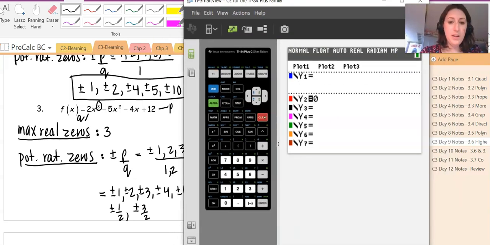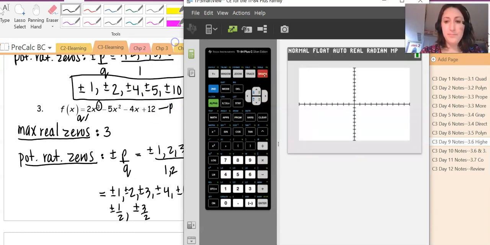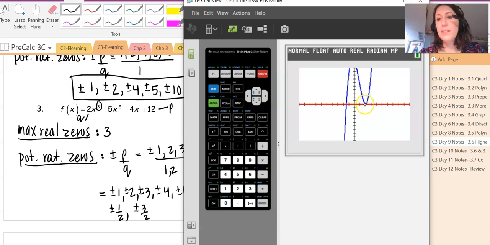And 2x cubed minus 5x squared minus 4x plus 12. All right, now it looks like you only have 2 zeros here, but notice that this one is bouncing, so that does mean we have 3. This is a degree of 1 because we're crossing. Bouncing is degree of 2. So we do have 3 all together here.